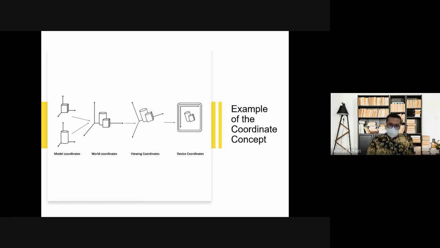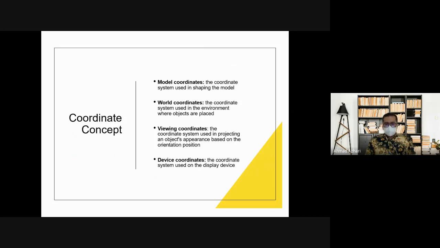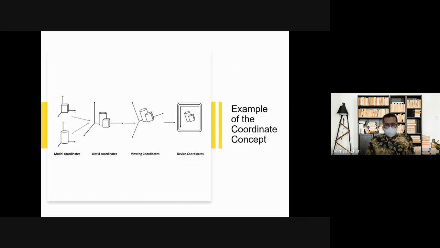As I told you before, the model coordinates are used in shaping the model. On the left one, on your screen, you can see the model coordinates that shape the models into triangles with x, y, and z. And the world coordinates place the objects into the environment, the world environment.